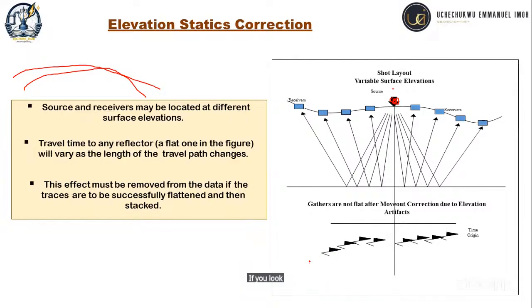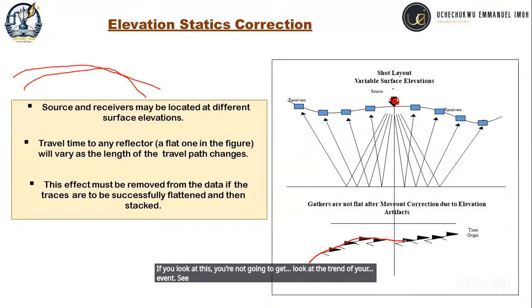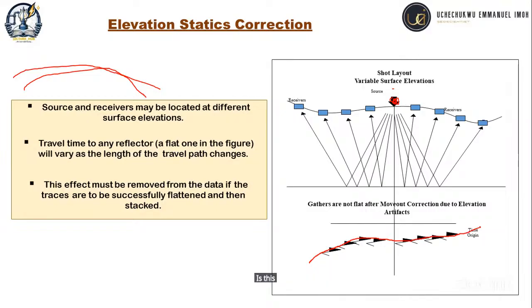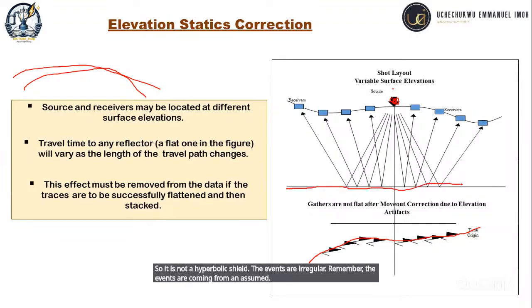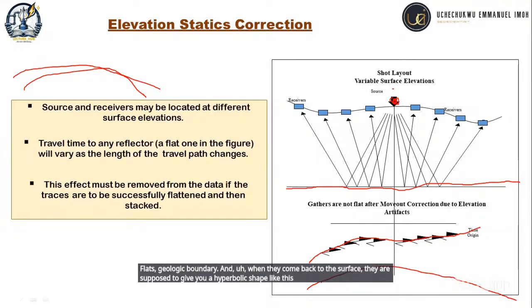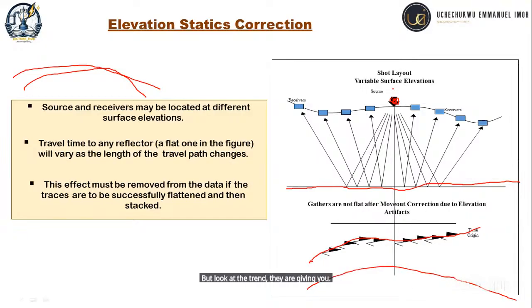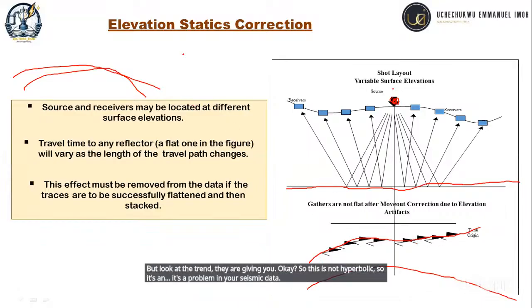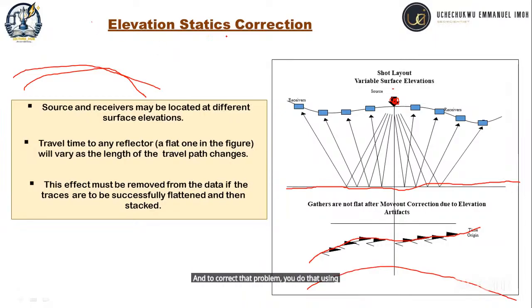If you look at this, look at the trend of your events. See the way they are trending. Is this a hyperbolic shape? Any answer? No. So this is not a hyperbolic shape. The events are irregular. Remember, the events are coming from an assumed flat geologic boundary. And when they come back to the surface, they are supposed to give you a hyperbolic shape like this. But look at the trend they are giving you. Okay, so this is not hyperbolic. So it's a problem in your seismic data. And to correct that problem, you do that using what we call the elevation statics correction.